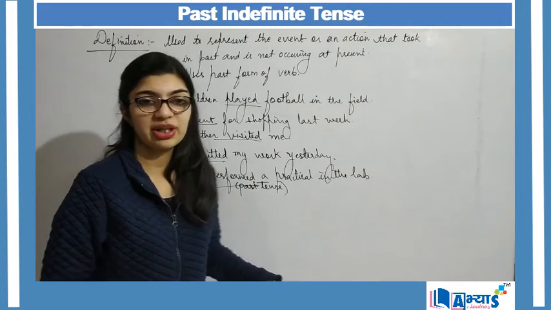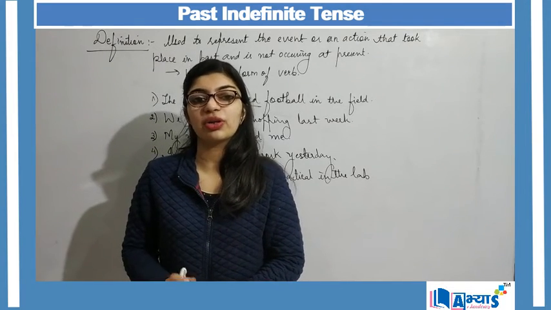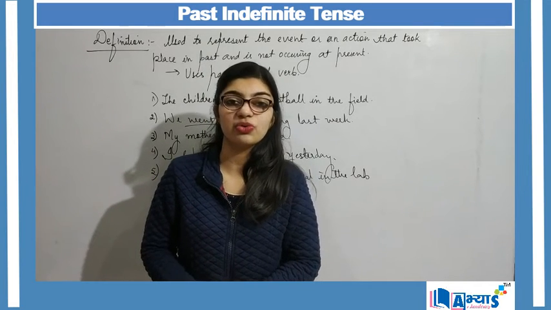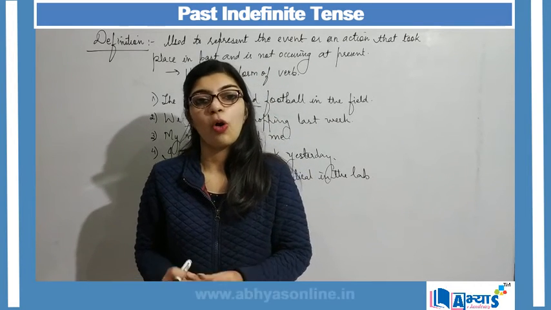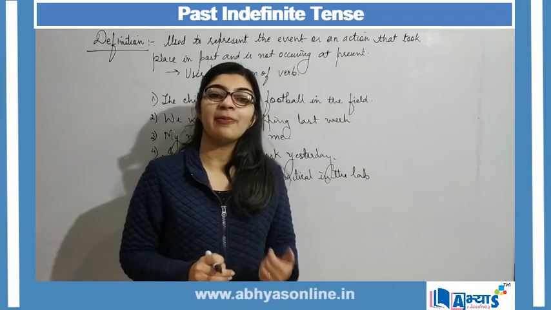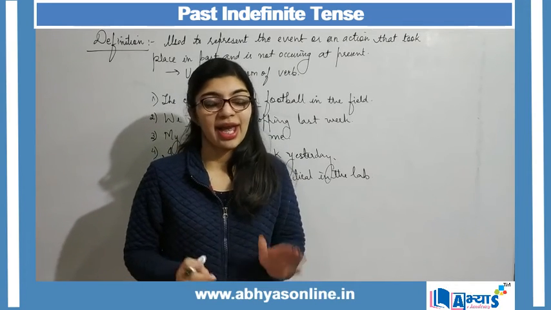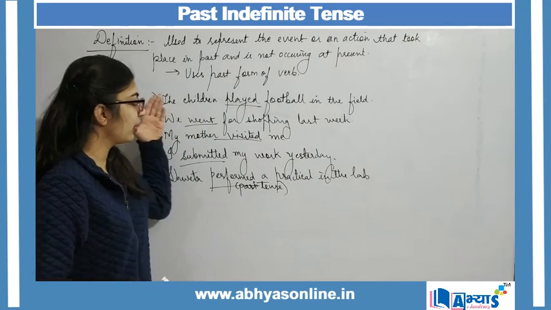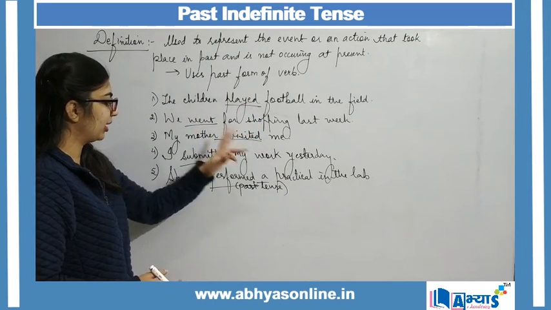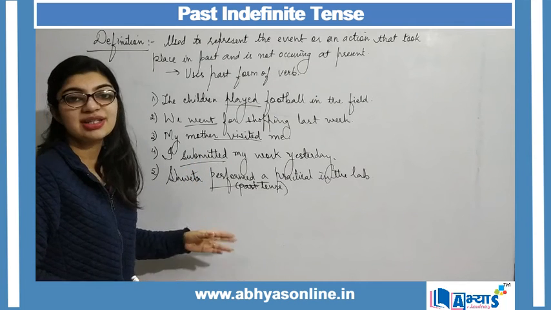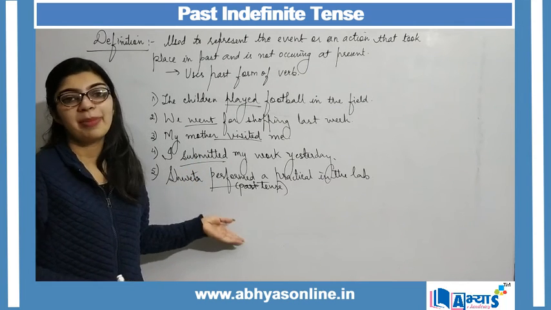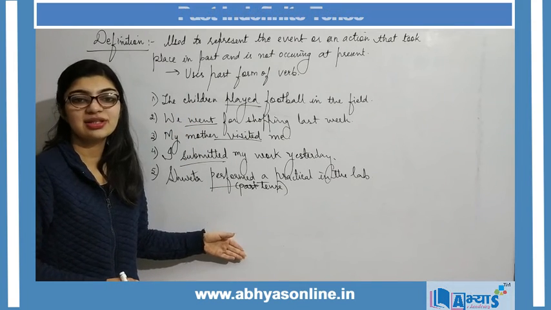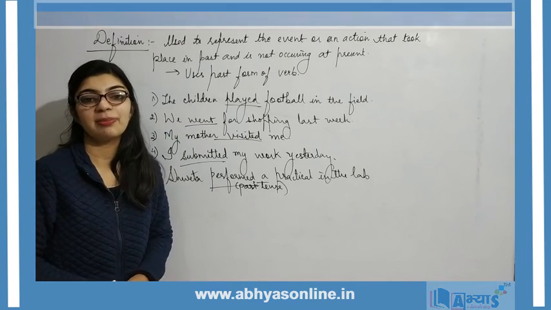So, in this video, we basically understood the concept of past indefinite tense, that this tense is used to define an action or an event that has occurred some time back in the past and is not occurring right now. And we also discussed played, went, visited, submitted, performed as some of the examples of past indefinite tense. And then we implemented the sentences to understand the concept in a better manner.